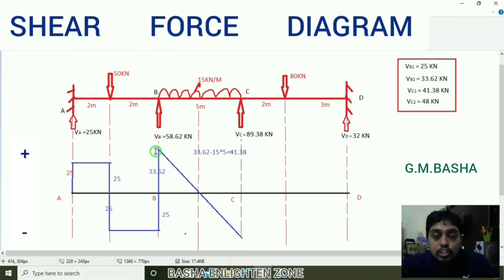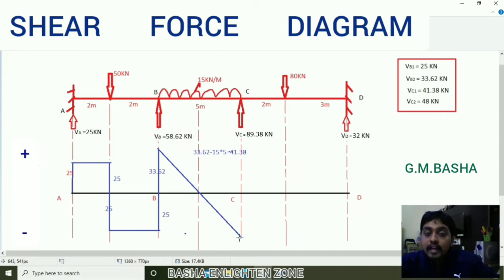So we are at the positive point 33.62. A downward load is acting here, that is the reason I am taking 33.62 minus 15 into 5. After that you will get minus 41.38. Minus means downward direction, which is 41.38 below this one. Then we are at this position. See here how much it will be, it will be VB1. Again we are at this position, VC.